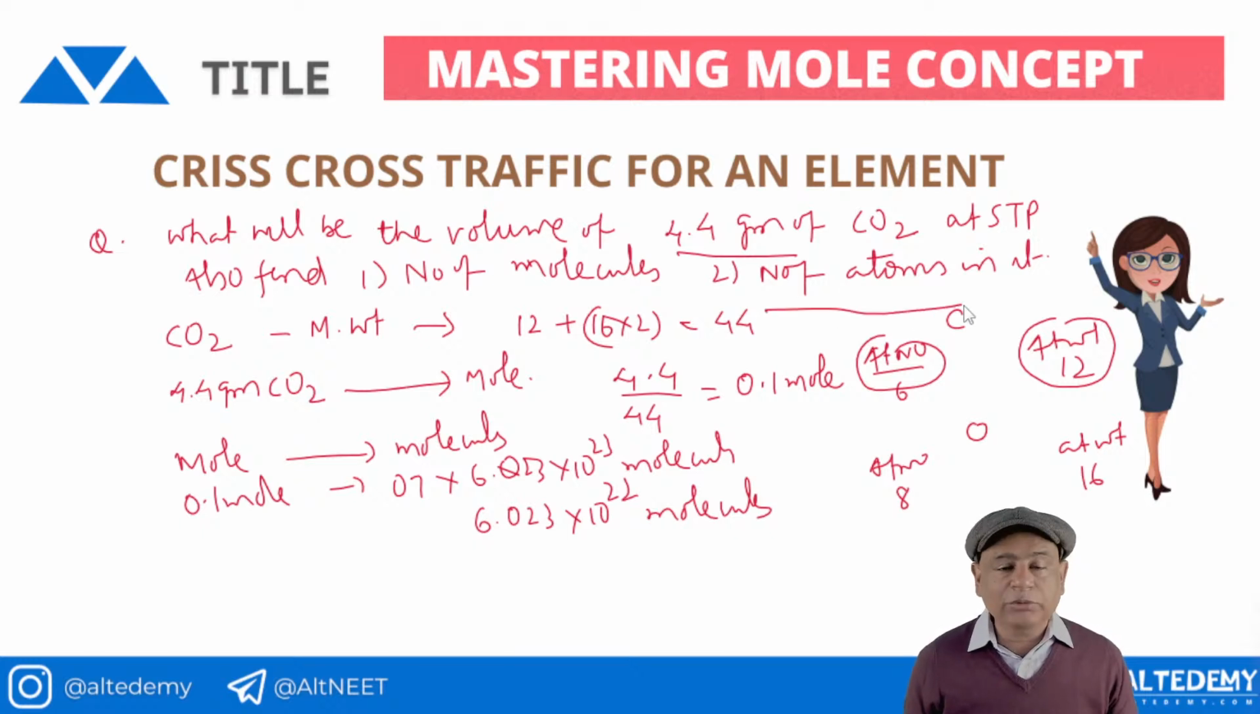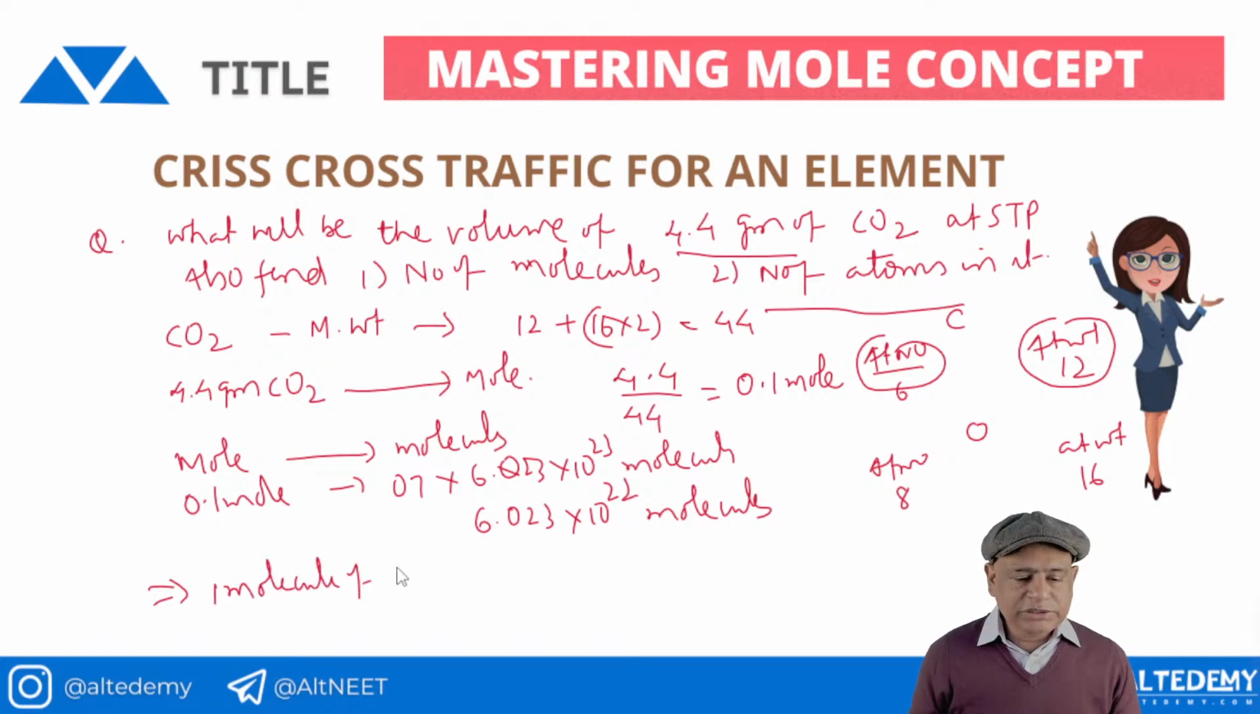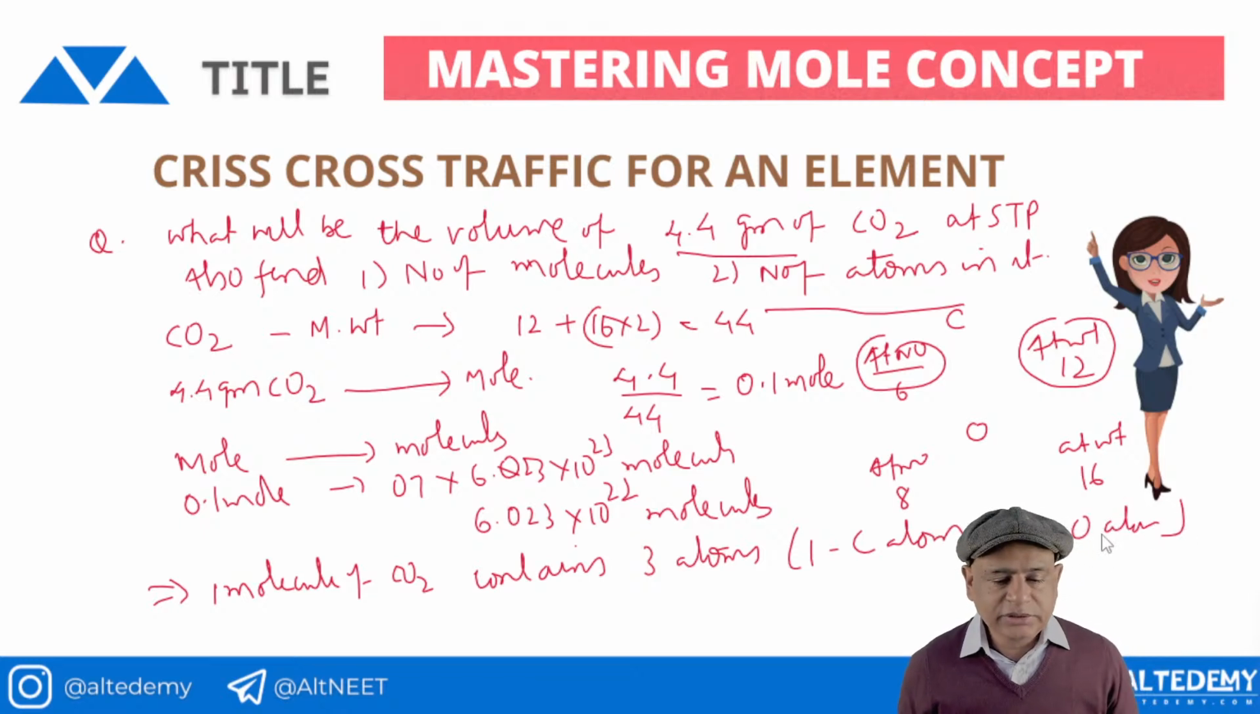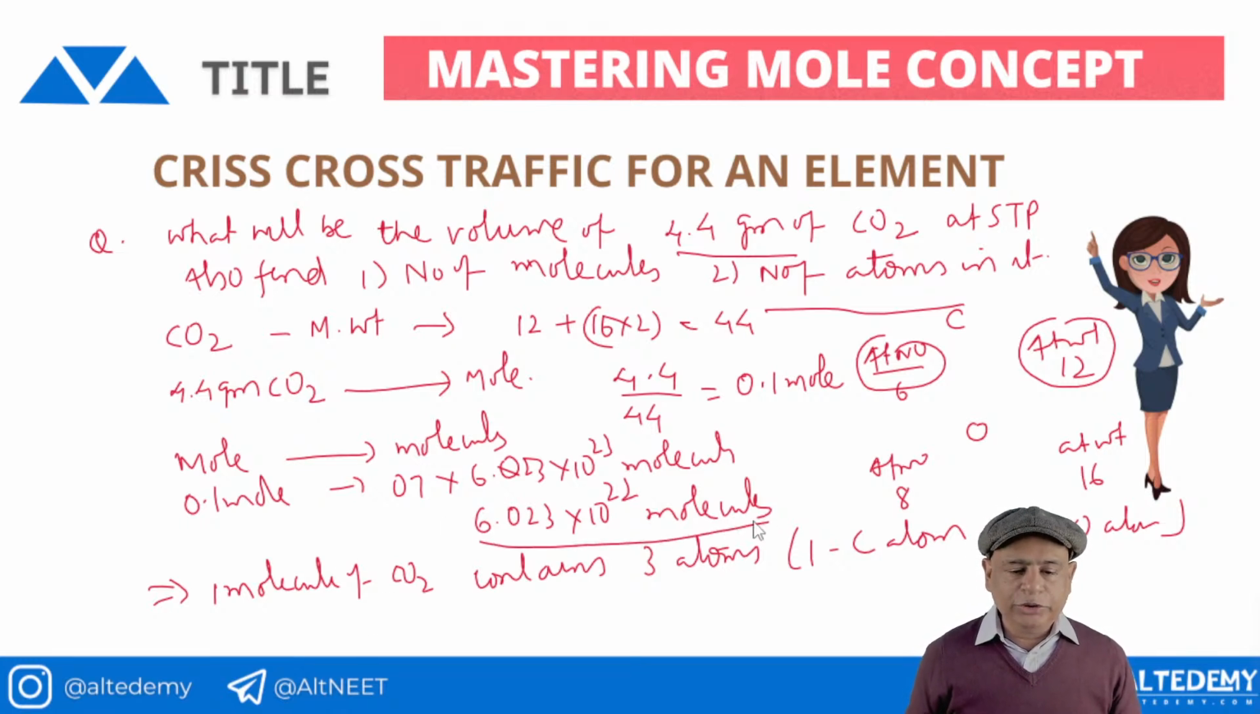Now the third thing is you have to calculate the number of atoms. We need to clarify that one molecule of CO2 contains 3 atoms, 1 carbon atom and 2 oxygen atoms, right? So 6.023 into 10 to the power 22 molecules will contain 3 into 6.023 into 10 to the power 22 atoms.